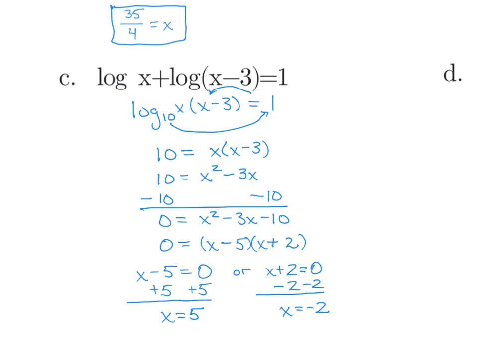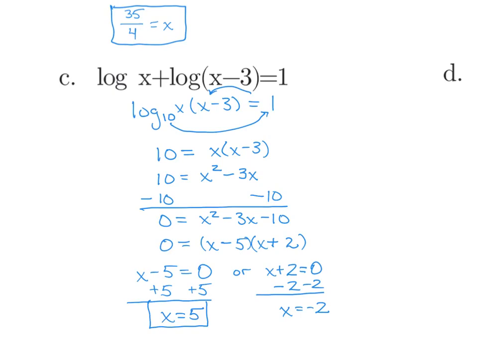So now we want to check each one of these. So I'm going to start with 5. And remember, all that we care about is, is the inside of any of these logarithms 0 or negative? Well, if we plug in 5 into the first one, log of 5. 5 is positive. That's perfectly acceptable. What about 5 minus 3? 5 minus 3 is 2. 2 is positive, and therefore that's acceptable as well. So we do have x equals 5 is a solution.